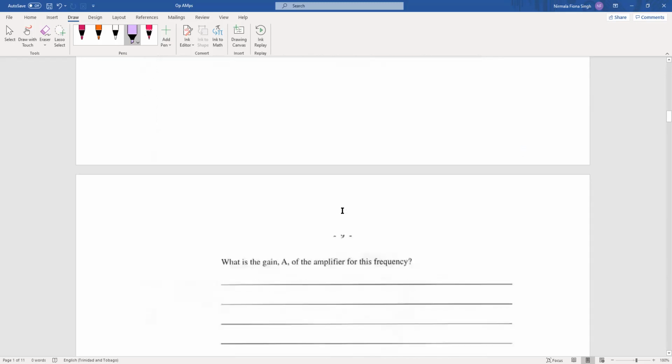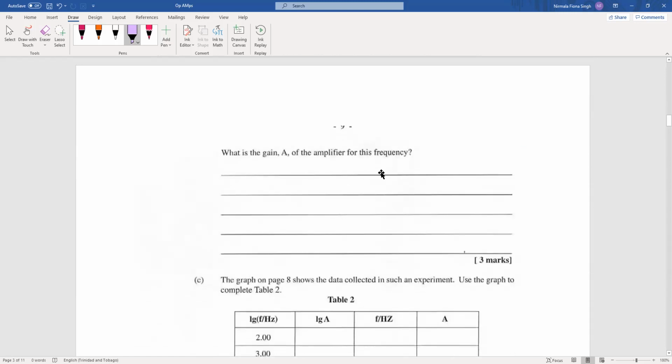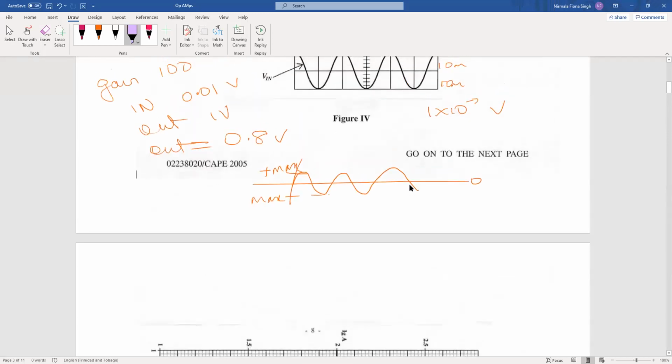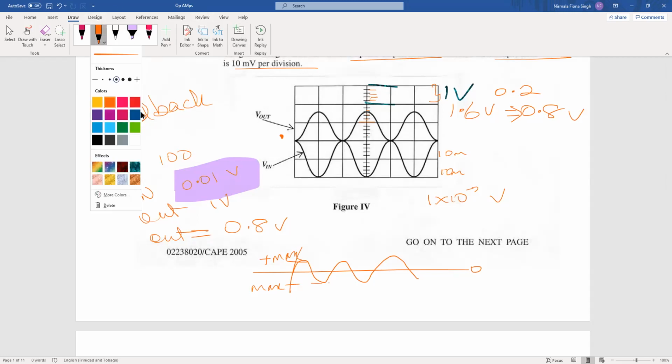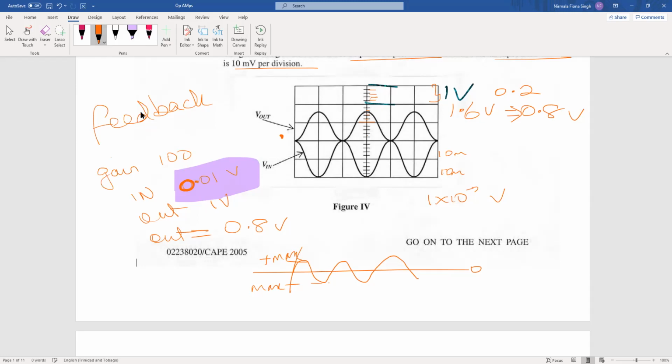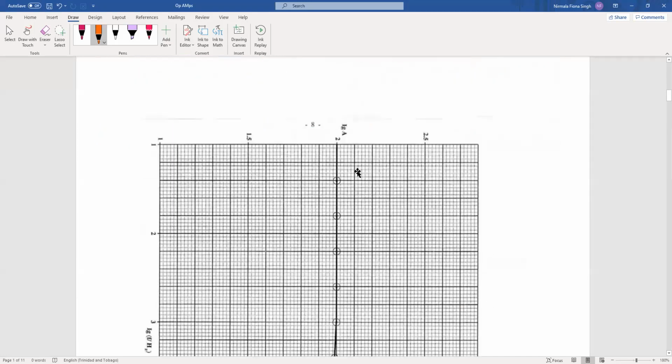Let's continue reading. What is the gain of the amplifier at that frequency? So that means we're going to look here. We know our input is 0.01 volts. If you all can't see that marker enough. Right? Our input is 0.01 volts. And for our output, we got 0.8 volts. So I want to now go and work out what is my gain.